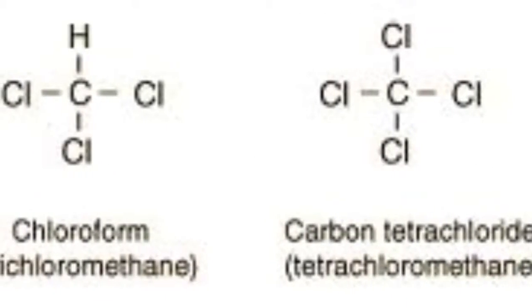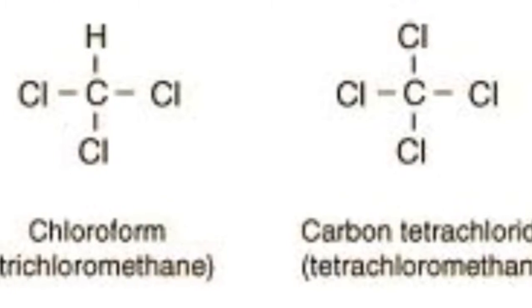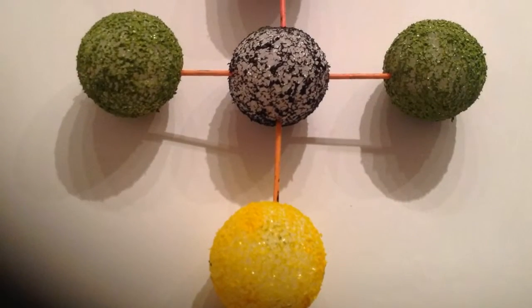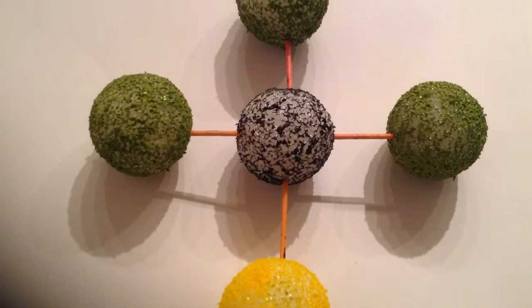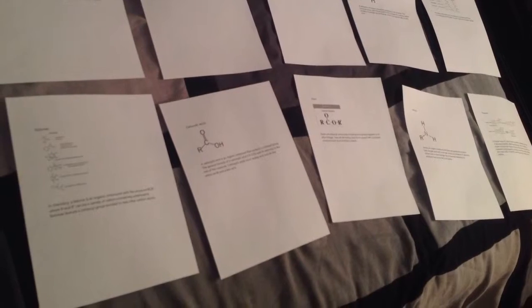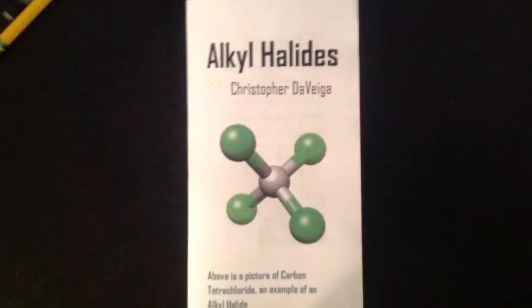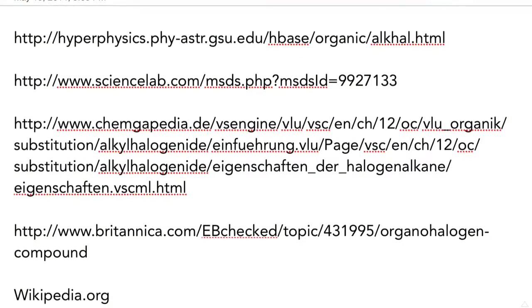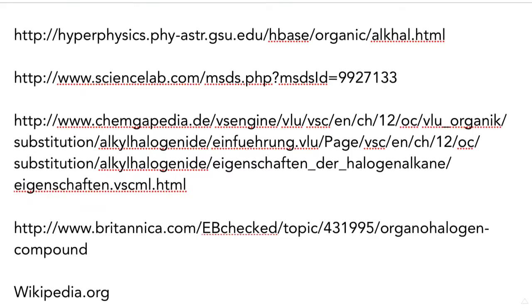Here are the chemical diagrams for two of the simpler alkyl halides, chloroform and carbon tetrachloride. Here is my wonderful 3D model of chloroform. Here are the 10 definitions and my brochure. All information contained in this report has been retrieved from the following sources.